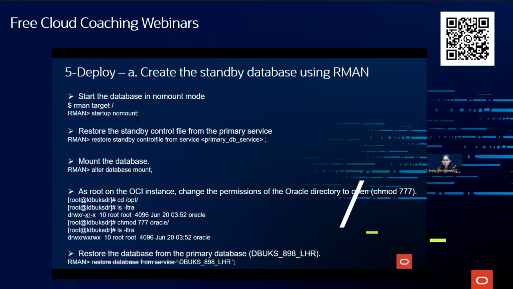You do the startup nomount, you restore standby control file from the service, you alter database mount, you change the permissions on your Oracle directory, and then you restore database from service. So you end up not performing a lot of steps wherein you would be configuring the SP file separately and manually setting up a lot of parameters, when you use this method.